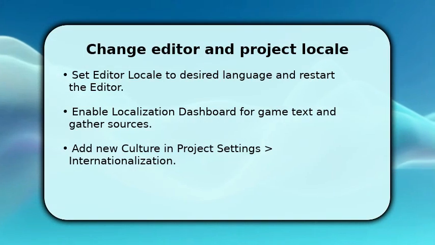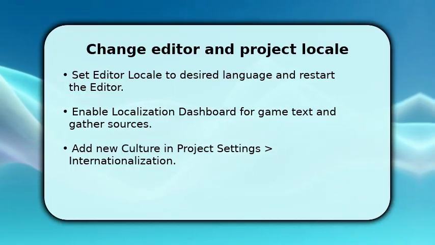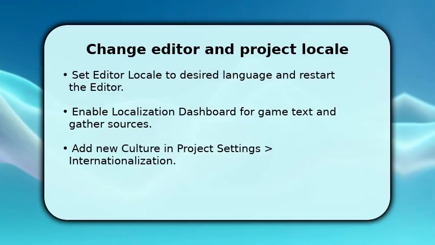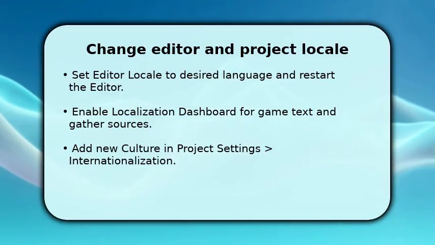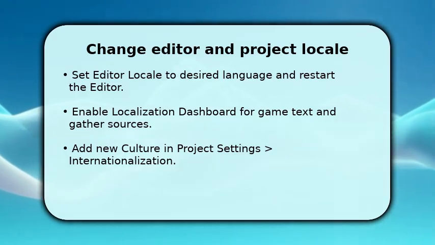Now change the editor and project locale so your UI and game text match. In Editor Preferences, set editor locale to the language you need, then restart the editor to apply UI translations. Next, enable the Localization dashboard from Window, Localization Dashboard, to manage string tables. Gather text sources so you can translate runtime content.